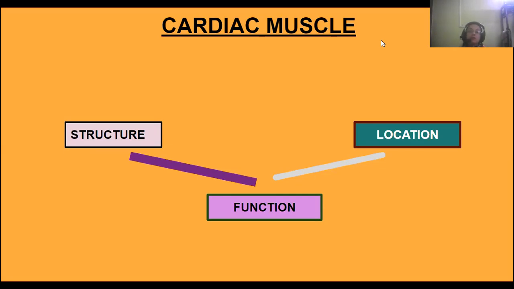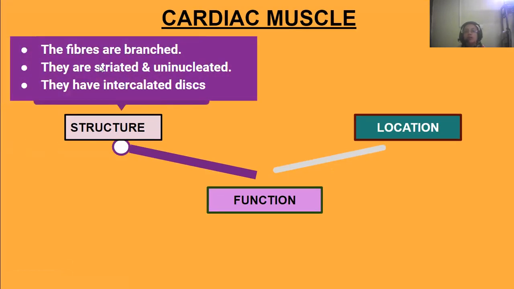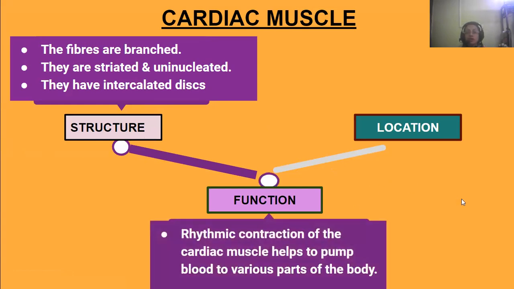In the cardiac muscle, the structure is that the muscle fibers are branched, striated and uninucleated. They have one nucleus, as well as being striated, and they have intercalated discs. Okay, now the location. Okay, the function is the rhythmic contraction of the heart muscles.